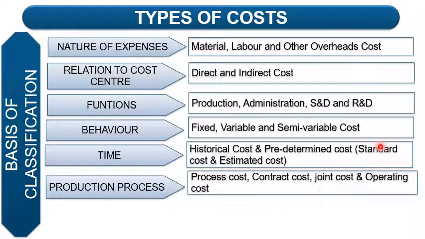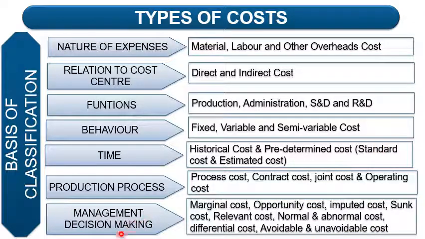Now the next one is management decision making, meaning the classification on the basis of management decision making. In that, first is the marginal cost. It is that part of aggregate cost which changes due to the change in output by 1 unit. So it is the total variable cost. As we know, a product cost involves both costs, fixed cost and variable cost. So marginal cost is related with what? That is the variable cost.